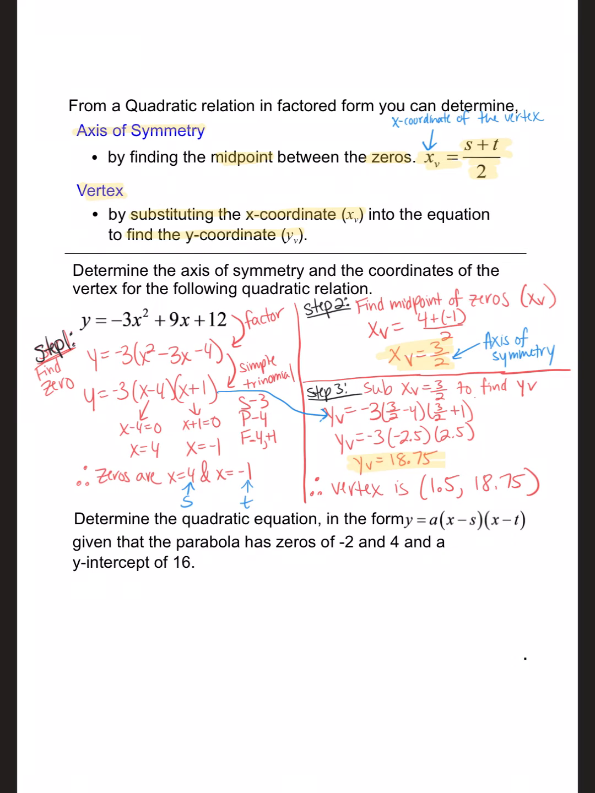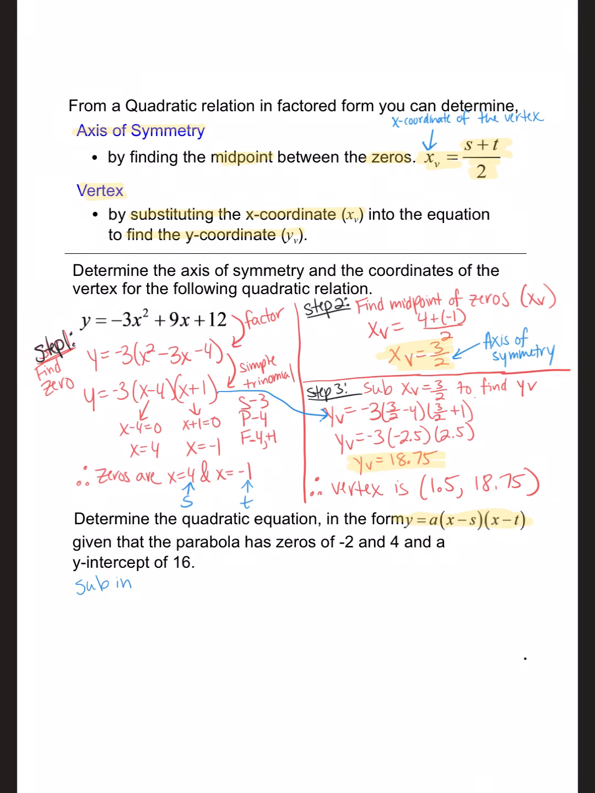Okay, the last thing we're going to look at is how do we actually come up with the quadratic equation in factored form, remembering that our factored form looks like this, where s and t are our zeros. So you're going to be given information. You have to see, can I plug it in to the appropriate variable and then come up with the equation of my parabola. So it says, given that the parabola has zeros at -2 and 4.